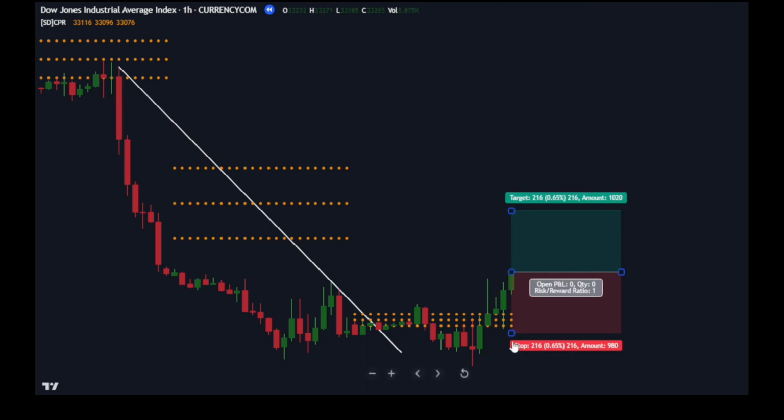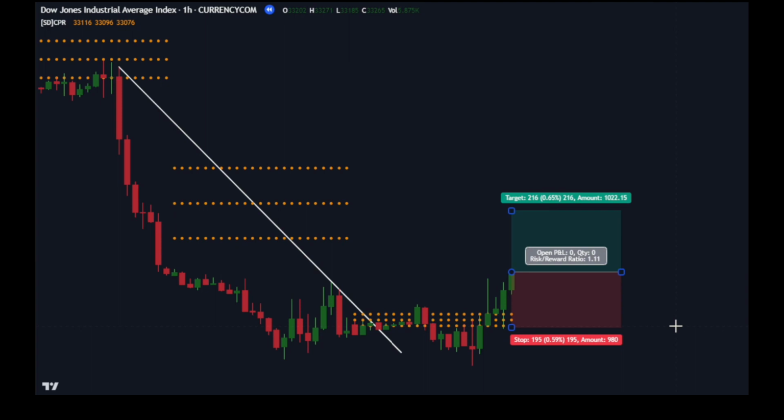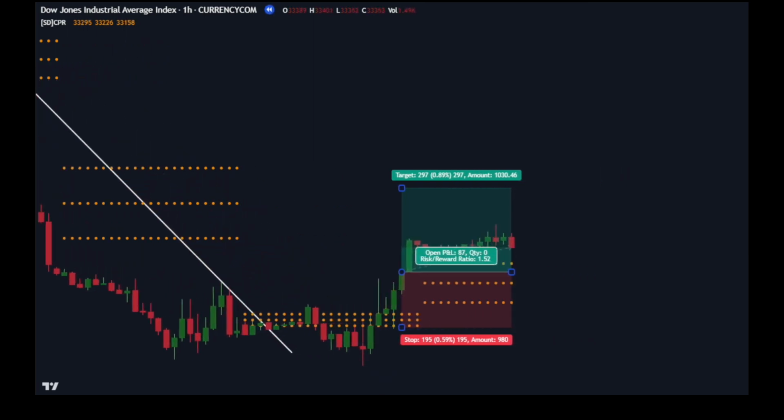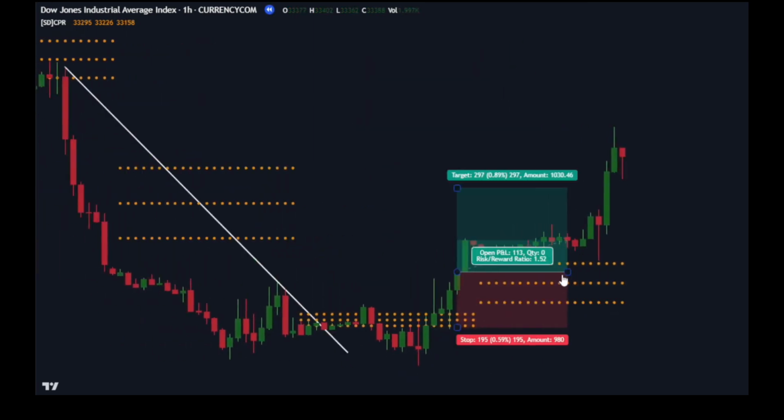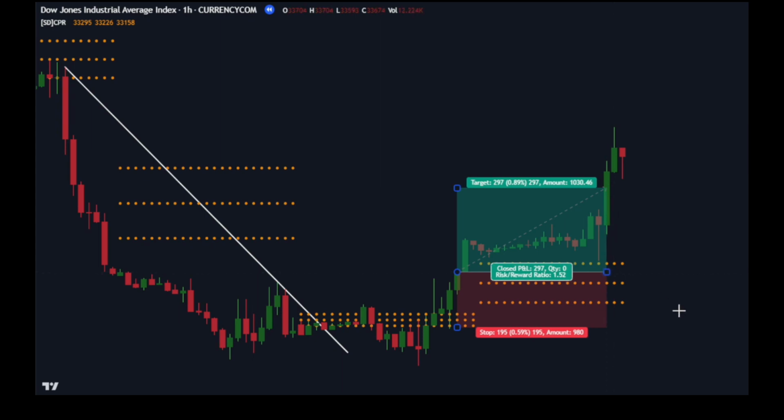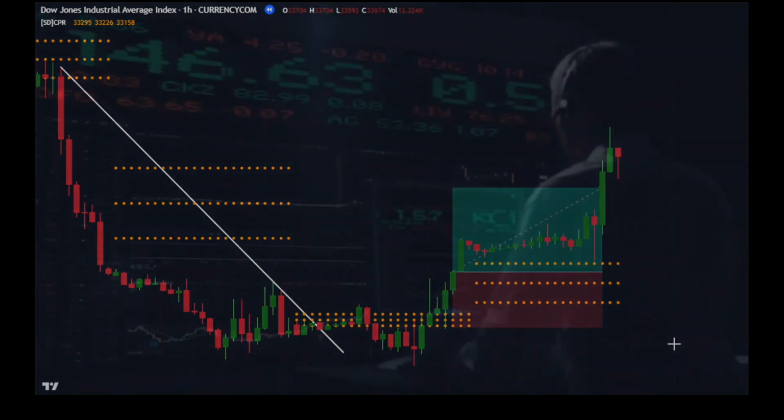So we're going to take a long trade. We set our stop loss at the bottom of the pivot point indicator. And our take profit will be with a risk-reward ratio of 1 to 1.5. We see that this was also a winning trade.